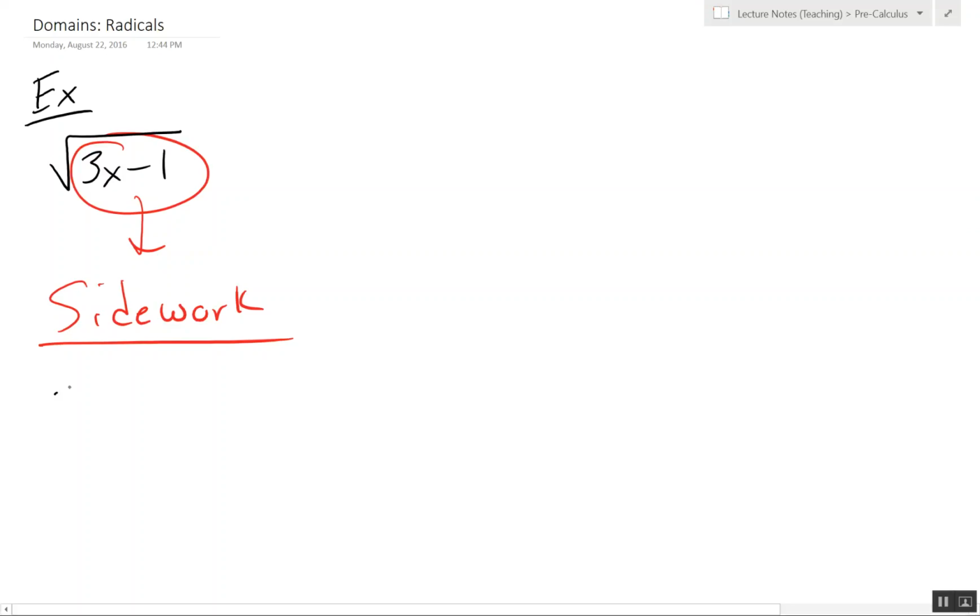So what we're going to do is take this 3x minus 1 that is under the radical sign, and set this greater than or equal to 0. Just remember, we can only take square roots of things that are 0 or positive. So the equal sign will give us the value of x that equals 0, and then the inequality will give us all the values of x that will make this expression greater than 0.